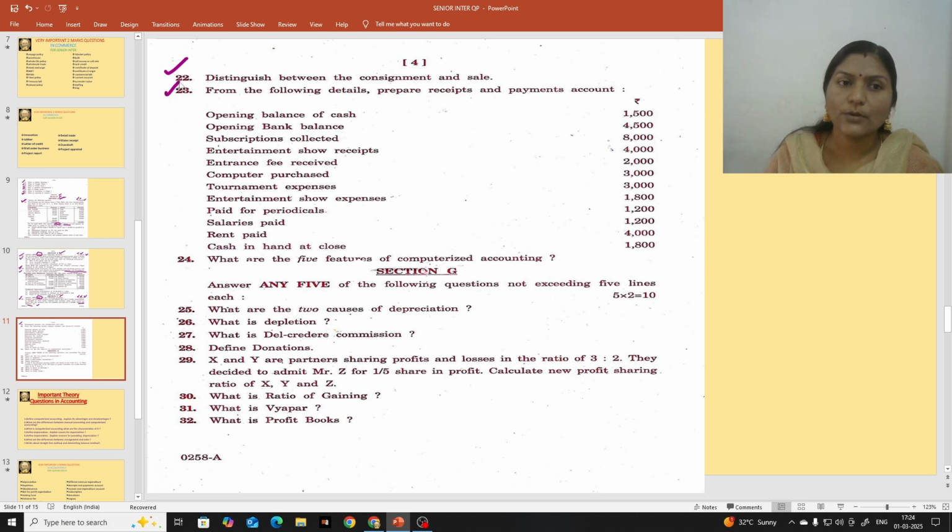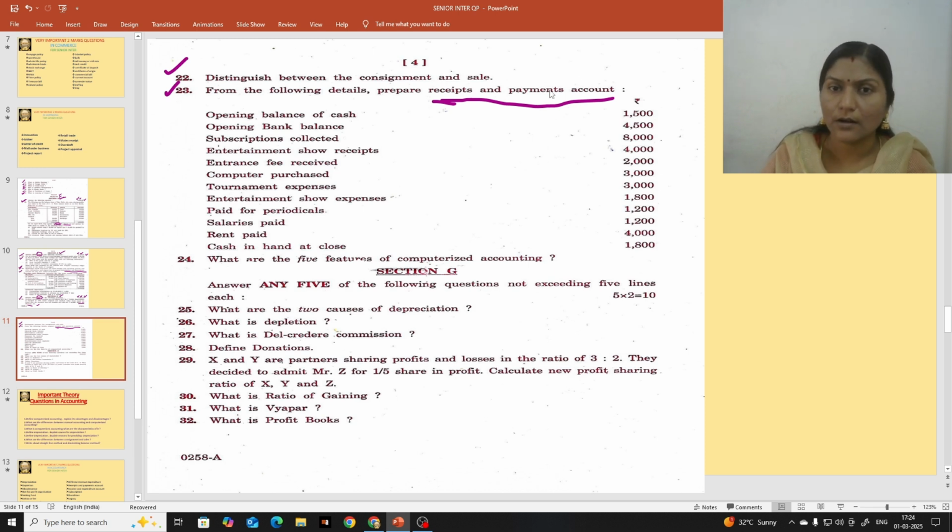And next, question number 23 is problematic preparation of receipts and payments account. They will ask you how to prepare receipts and payments account. So this is a problem in not-for-profit organization. Non-profit organizations, not-for-profit organizations, both are same, okay. So you have 2 varieties of problems there: receipts and payments account preparation, income and expenditure account preparation. So receipts and payments account you will get for 5 marks, income and expenditure you get for 10 marks.